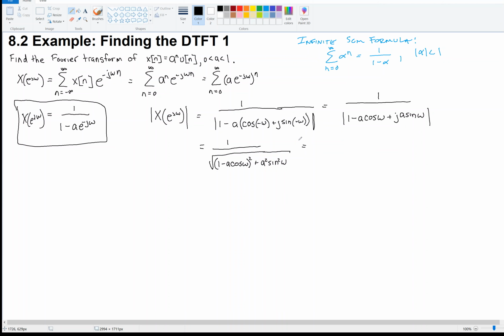And if you FOIL out the real part and then note that sine squared plus cosine squared is 1, what you get is 1 minus 2a cosine omega. That's the cross term. And then the sine squared plus the cosine squared, because they're multiplied by a squared, just gives you a squared. So this is the expression for the magnitude. Let's make a quick plot of that.